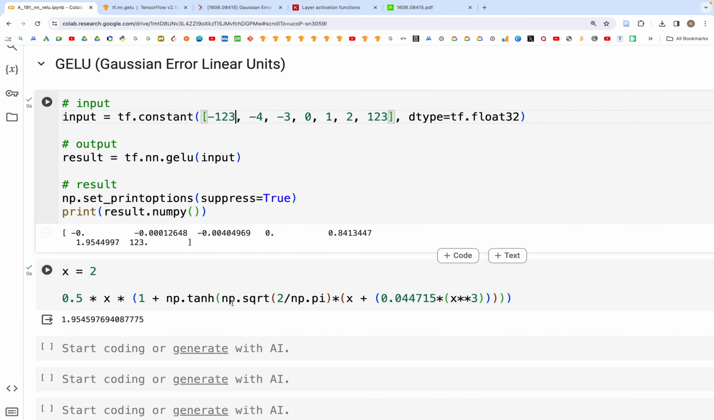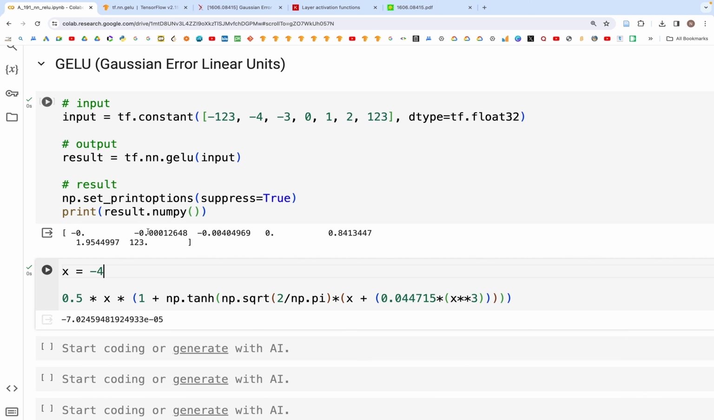And to check, we can manually calculate the values using the same formula that we just saw. If we plug in the values for x from the input tensor, let's say we put a value of 2, then we get 1.95, which is the same as the 1.95 that we get here. We change this to -4, then we get a value that is pretty small, closer to 0, but for some reason this value is not the same as what we have here, which is minus 0.0001. And I'm wondering why.